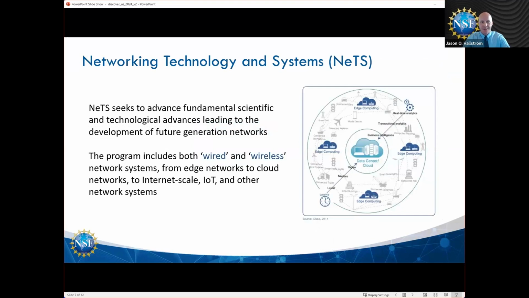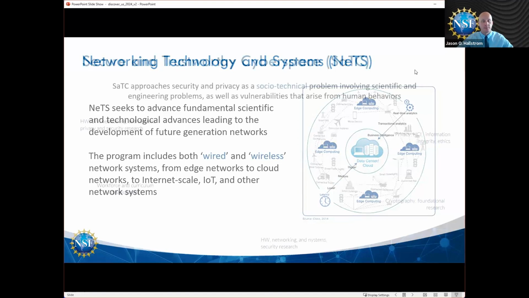Our second cluster is the NETS cluster, Networking Technology and Systems. The NETS cluster invests in projects that advance the fundamental scientific and technological advances that lead to the development of future generation networks. We support both wired and wireless network systems, and again, we're interested in systems across the computing continuum. So this is everything from edge networks to cloud, internet scale, IoT, resource lean, highly resource constrained, and again, everything in between. We're focused on the continuum of computing.